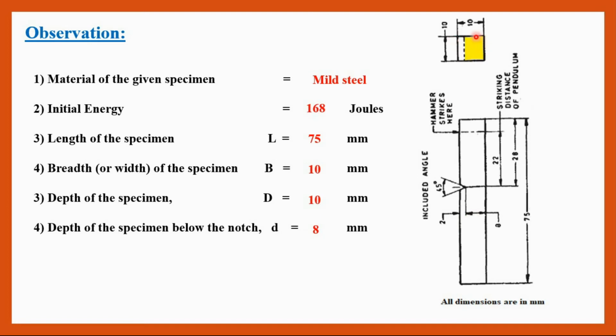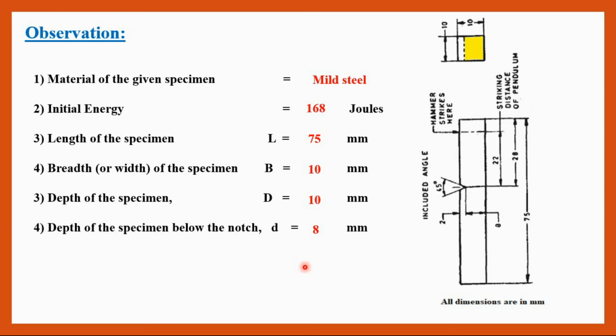So this will be the cross section. Overall is 10, and the width is also 10. The depth of the notch is 2 mm, and the remaining depth below the notch is 8 mm. This is regarding the observations.